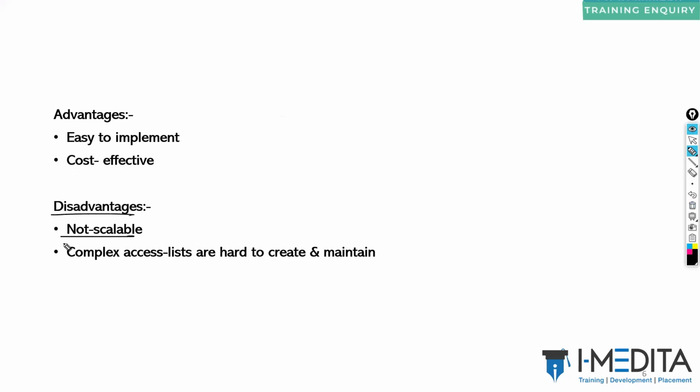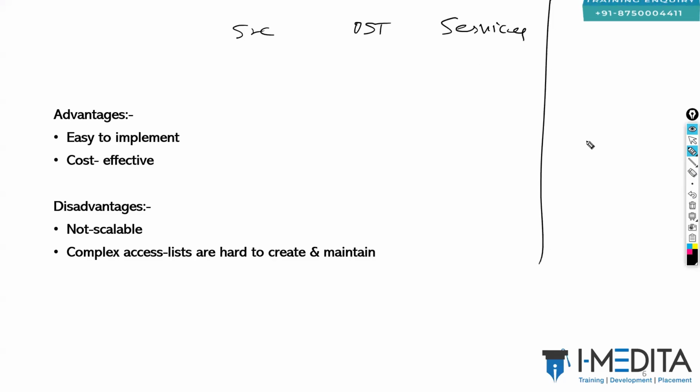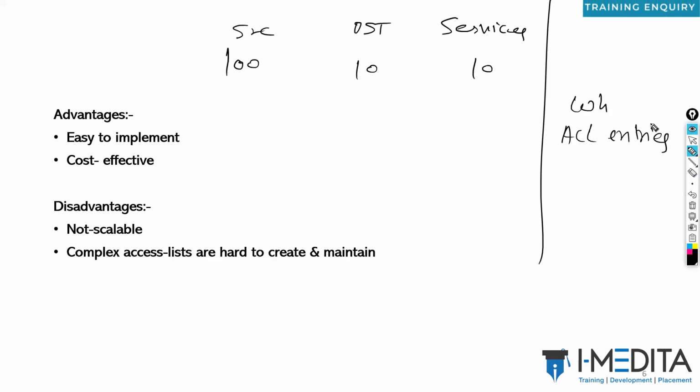Disadvantages are not scalable. So what is the meaning of not scalable? Not scalable means if we have some source, some destination, and some services, then we want to know how many ACL entries we need to create. If we have 100 sources, 10 destinations, and 10 services, how many ACL entries do we need to create here?